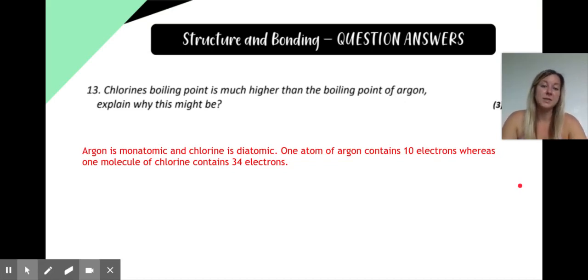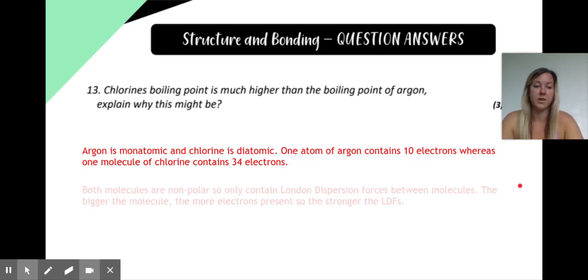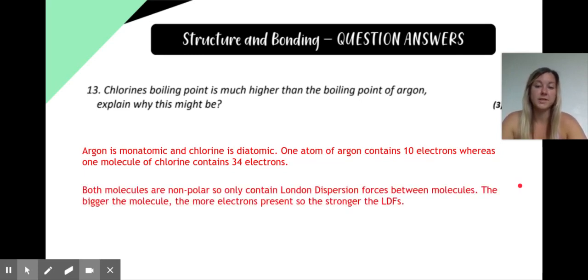So 1 atom of argon is floating around by itself, has 10 electrons, whereas 1 molecule of chlorine contains 34 electrons. Remember, if you're looking for the number of electrons of an atom of an element, go to your periodic table. It is the same as the atomic number. So that's your first point. Chlorine contains more electrons. Both molecules are non-polar, so will both only contain London dispersion forces between the molecules. The bigger the molecule, the more electrons present, the stronger the London dispersion forces.